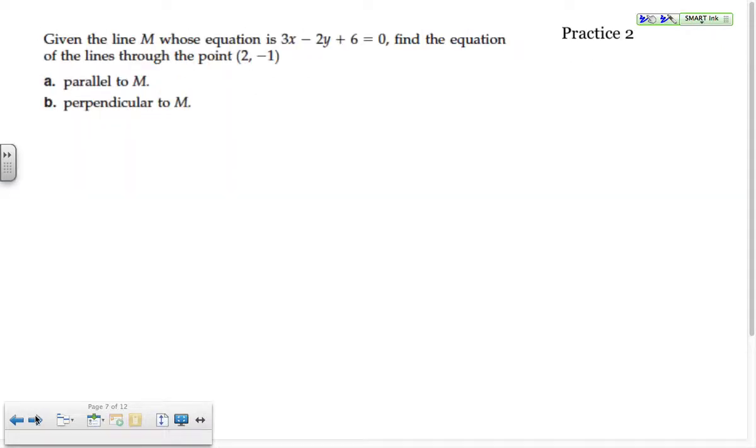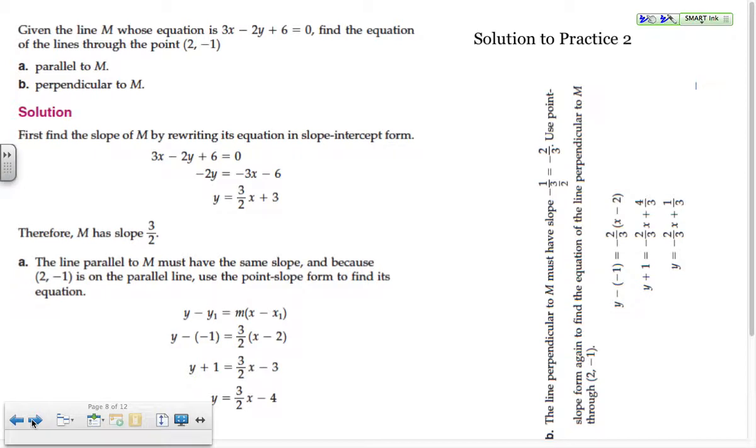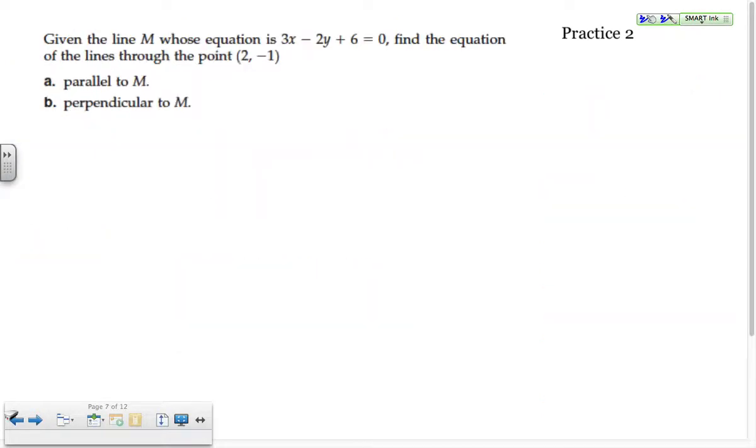All right, this is your practice problem. Pause, do the problem, then check your solution. Here's your solution. You notice that it's very long. Let's go back to the practice problem really fast. I want to talk about the practice problem.